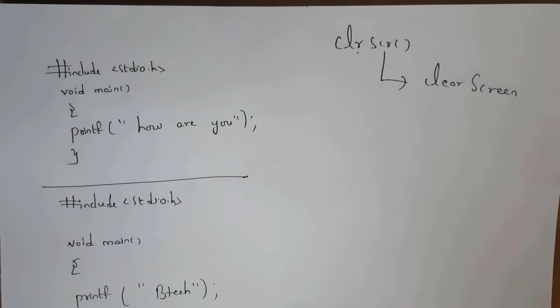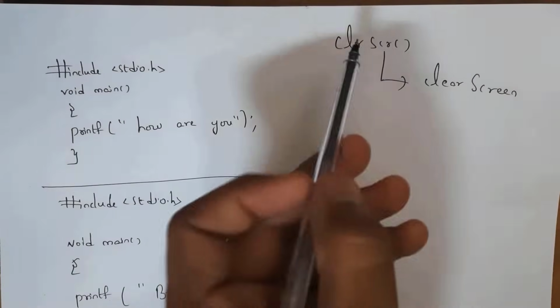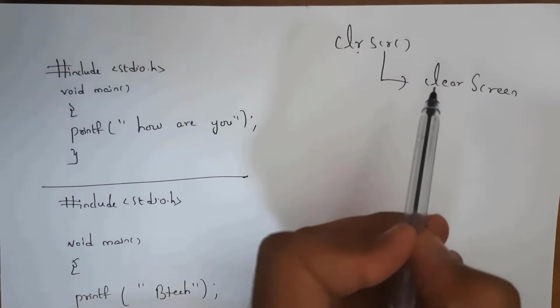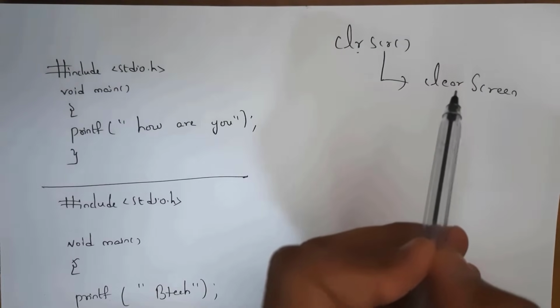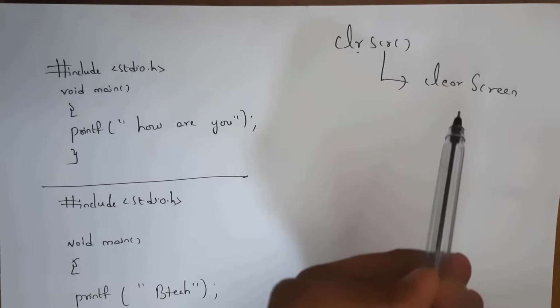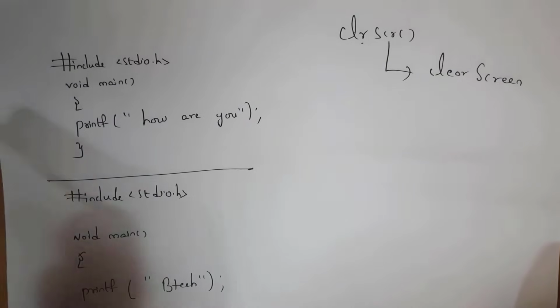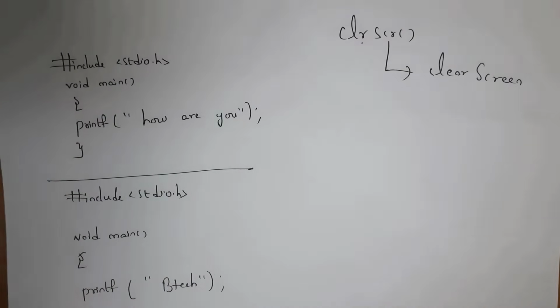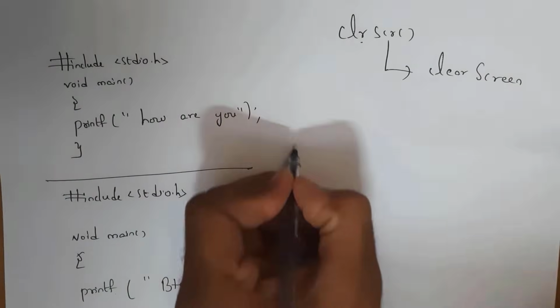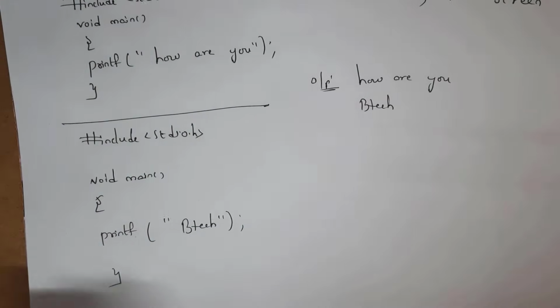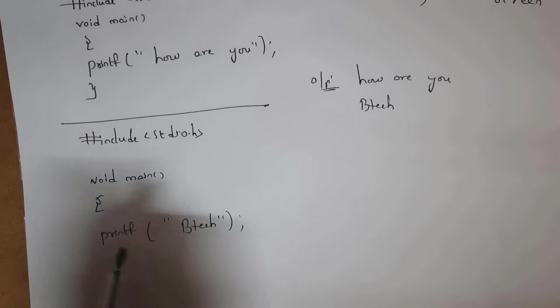Next I will explain the use of the clrscr function, where clrscr stands for clear screen. The clrscr function will remove the previous program's output and then display only the present program's output. For example, here I have written two programs. At first I want to print how are you, so I wrote this program. Whenever I execute this program, I will get output as how are you. After writing this program, I wrote another program. I want to print btech, so I wrote printf btech.